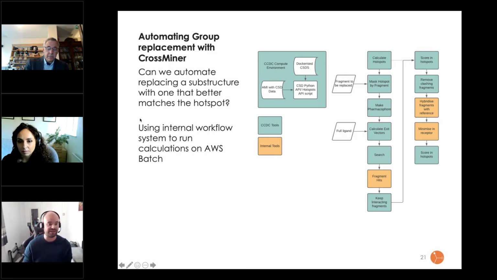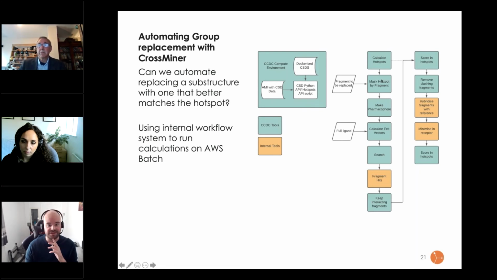So this was the question that I started with. Can we automate something that would be able to replace a substructure with something that better matches a hotspot? Just to give a quick bit of background on the compute infrastructure at Exscientia, we run absolutely everything on AWS. So an initial job was to set up a CCDC compute environment where I had to Dockerize the CSD software and the Python API, and then create a custom Amazon machine image that held the CSD data, so that I didn't have to have that in the Docker image itself.